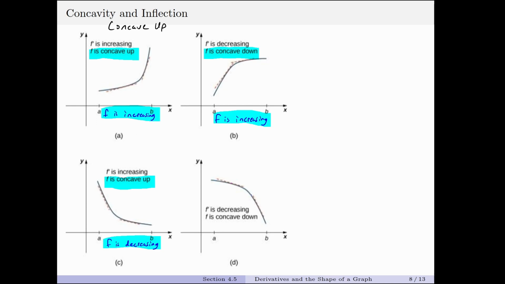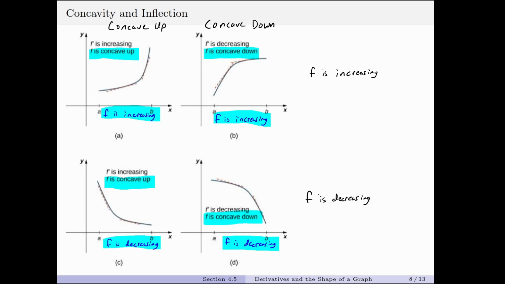But the function itself is also moving down. So here, f is concave down and also decreasing. So on the right, we have the two examples where the function is concave down. On the top, we have the two examples where f is increasing. And on the bottom, we have the two examples where f is decreasing. So increasing, decreasing is separate from concave up and down.